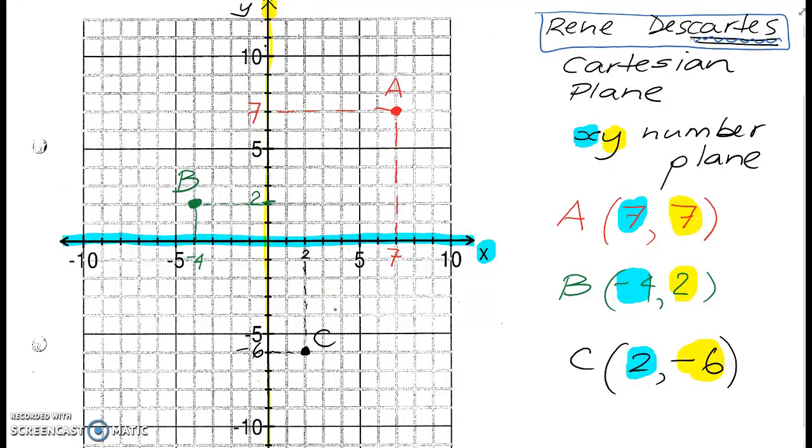So hopefully that's a reminder of how to draw points on the number line, or well, the number plane, I should say. Okay.